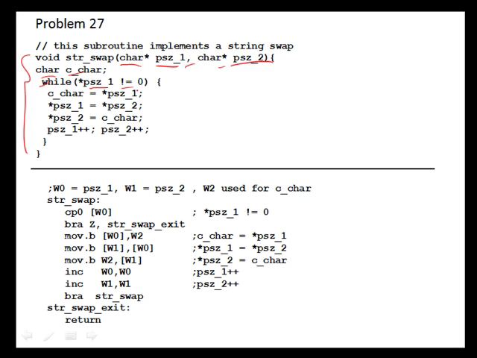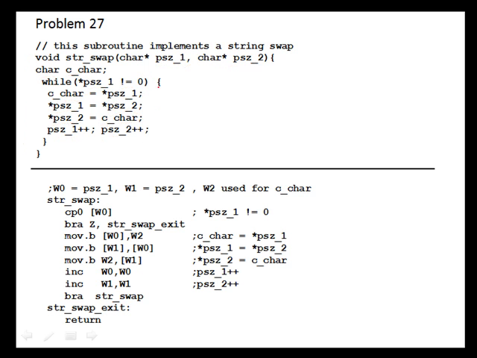This test is checking to see that it's not the end of the string, that is, not the null byte. The first line of the loop body copies the character pointed to by pointer 1 to a temporary location called c_car. Then it copies the character pointed to by string 2 over the top of string 1. Then it copies the character that was saved in the temporary character to string 2, and then it increments both pointers, and it keeps doing this until the end of string number 1 is reached.